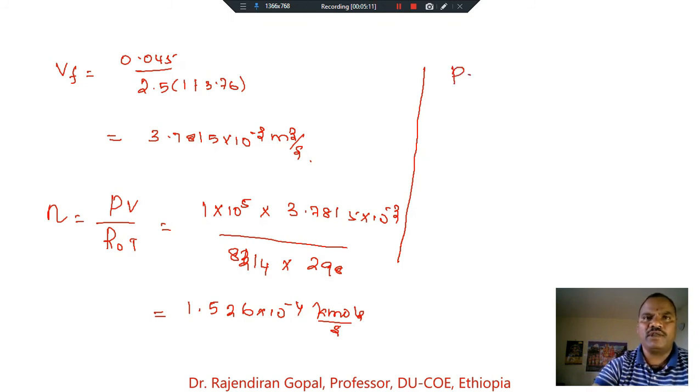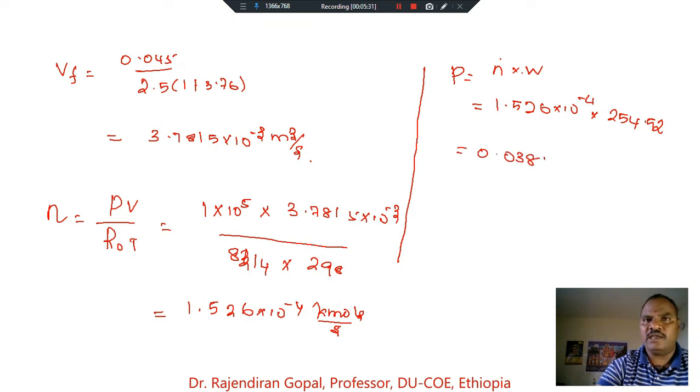Then the power output is equal to N naught into W, that is equal to 1.526 into 10 to the power minus 4 multiplied by 254.52. We can get 0.03884 megawatt, that is equal to 38.84 kilowatt.